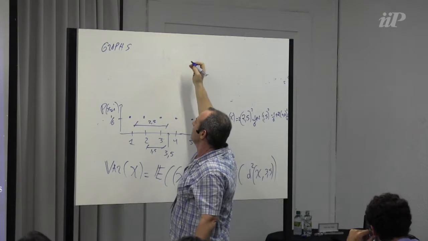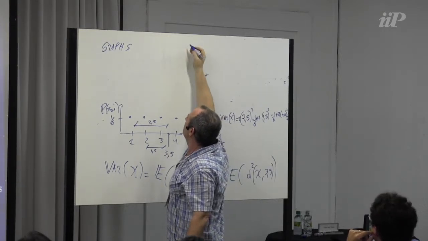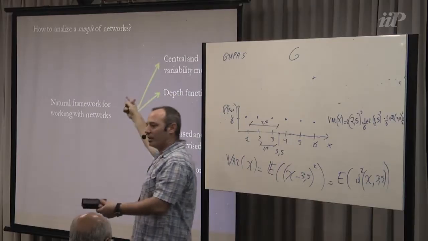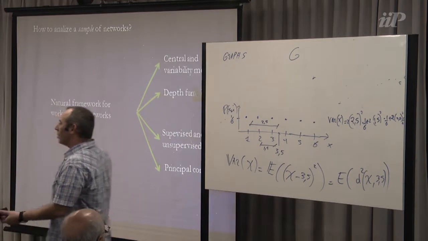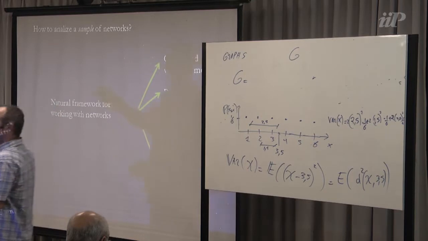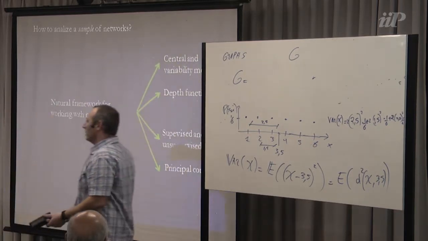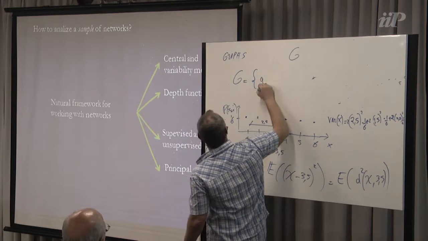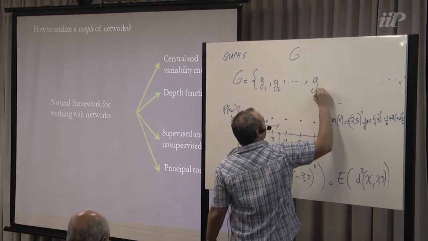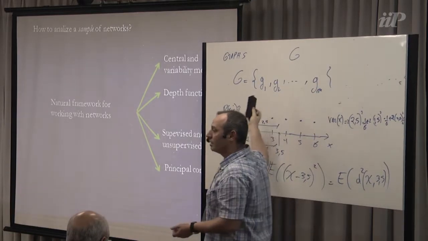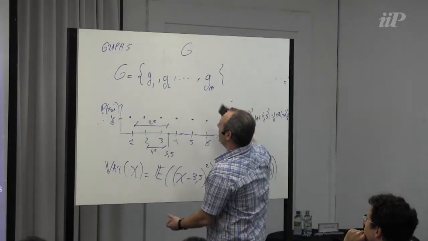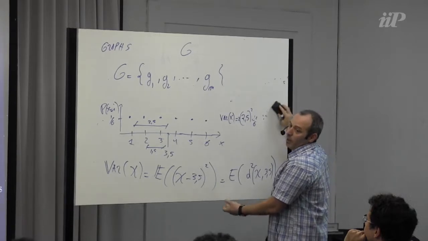So we are going to call G the random graph. X is the random variable, G is the random graph. What are the values of G? X can take the value 1, 2, 3, 4, 5, or 6. G can take the value graph 1, graph 2, up to graph M. These are numbers? No, they are graphs. But this random graph takes values in the graph space.